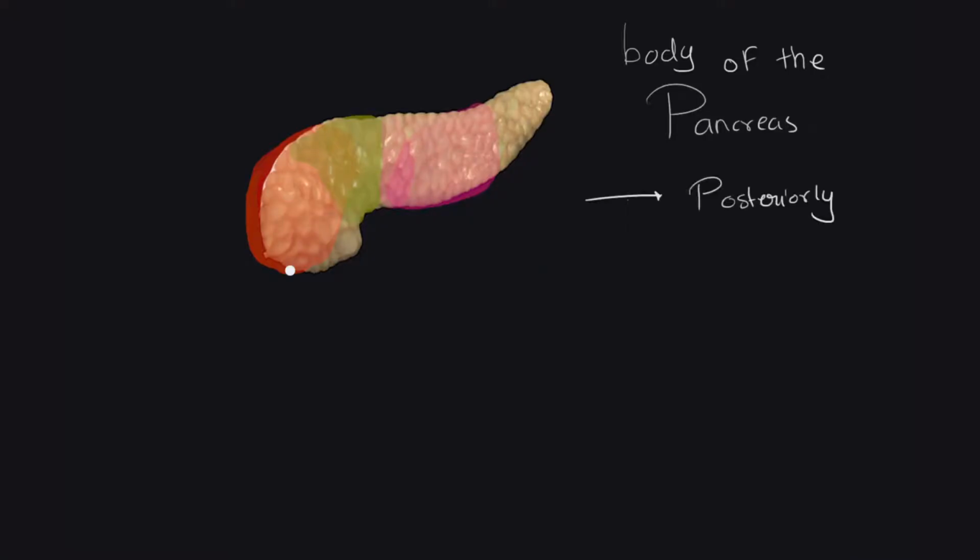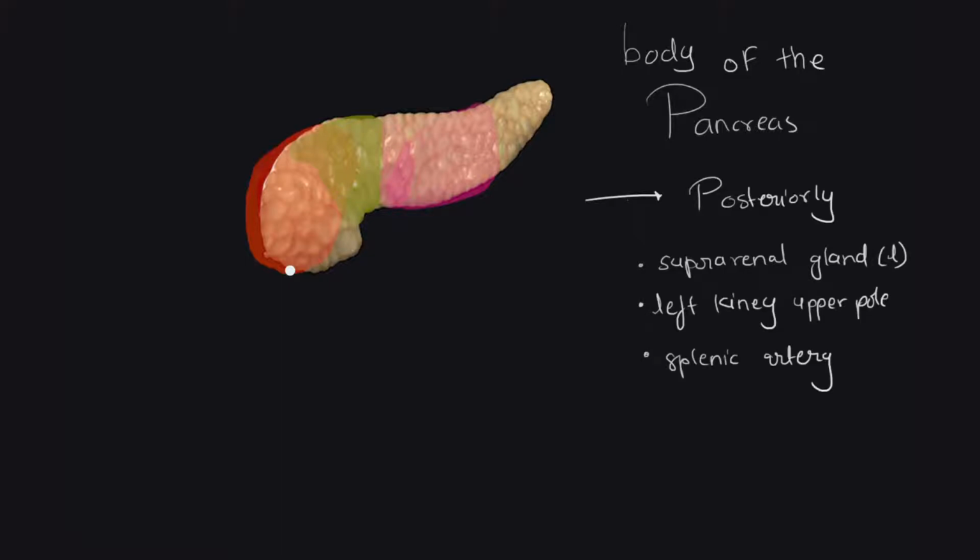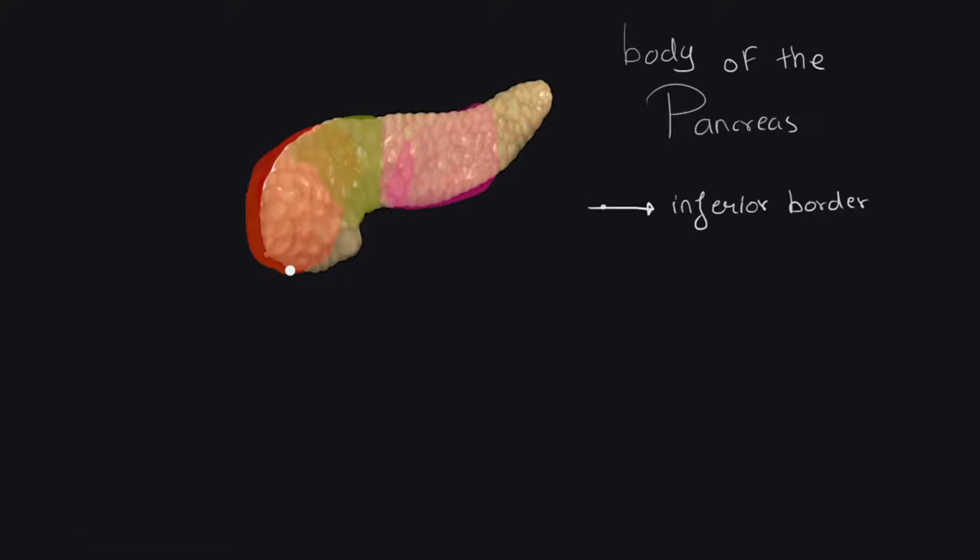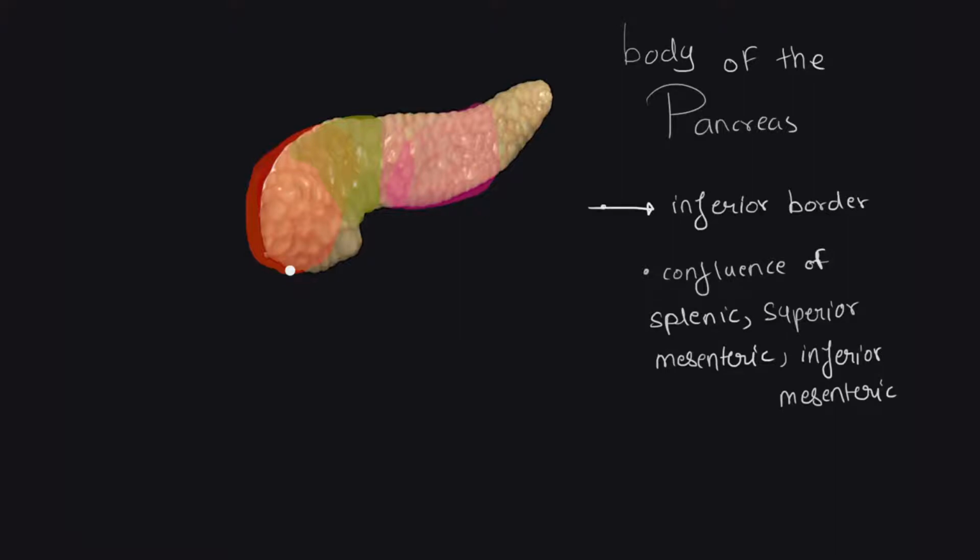Let us look at the posterior relation of the body of the pancreas, which includes the suprarenal gland of the left kidney. Then we have the upper pole of the left kidney, and lastly we have the splenic vein, the tortuous splenic vein, and actually not the artery, the vein. And lastly, we have the renal vein too. Then there's the inferior border of the pancreas, which is in close relation with the confluence, the meeting point of the splenic, the superior mesenteric, and the inferior mesenteric veins.